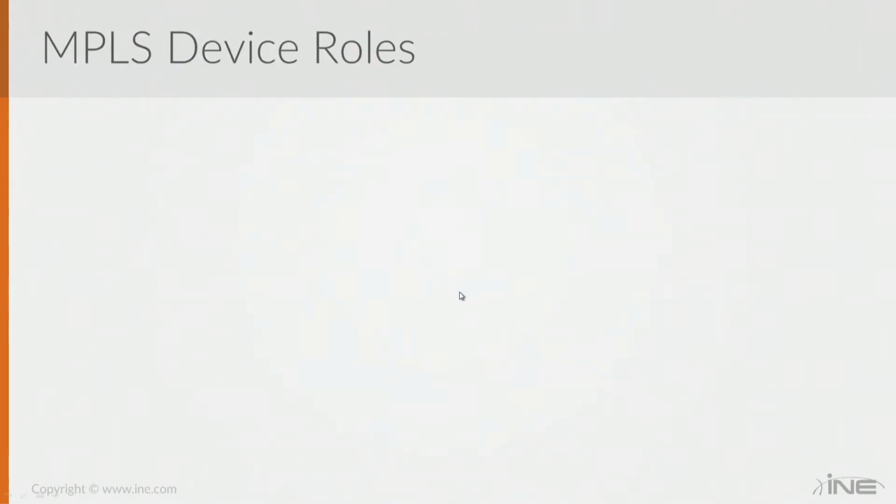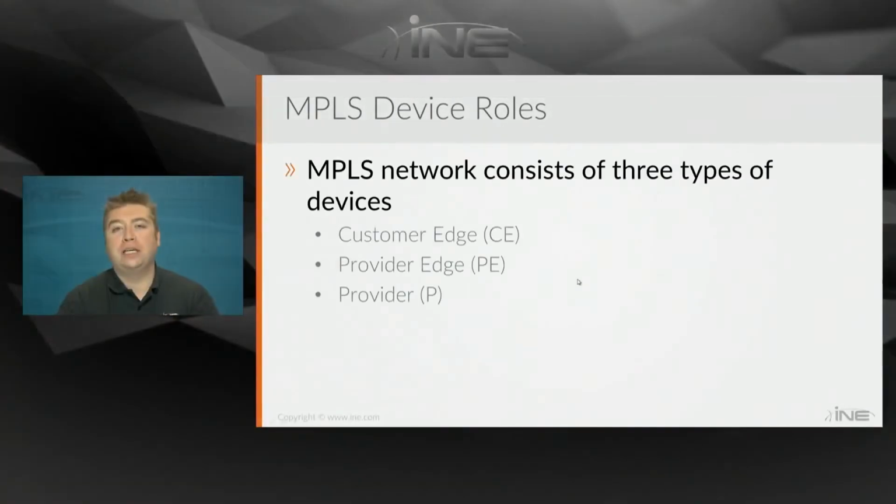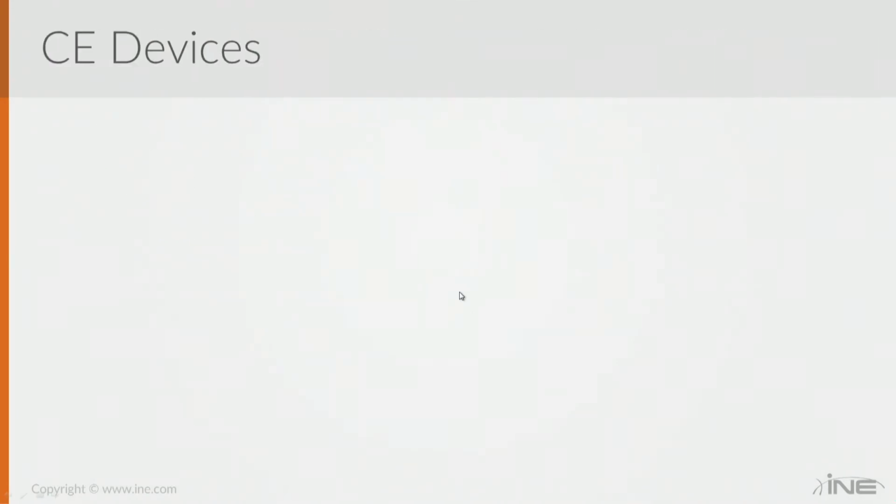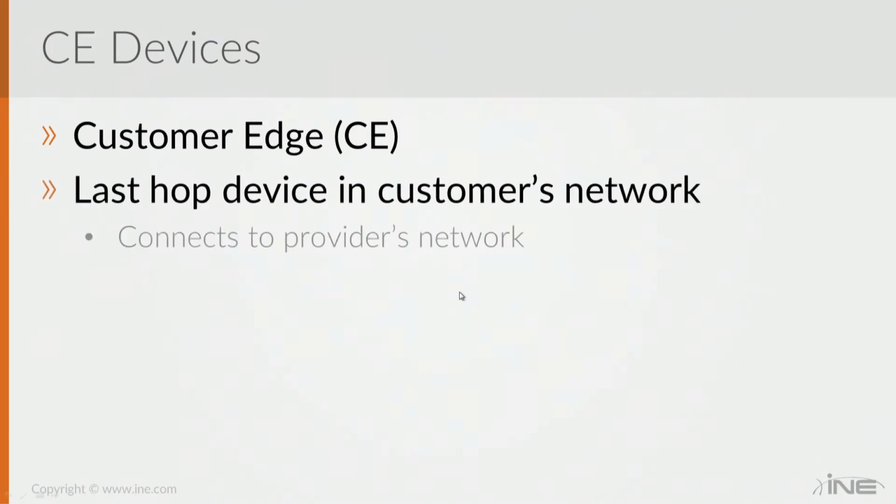Now, specifically in order to do this, we'll see that there are 3 different types of device roles in the MPLS network, which are the provider edge router, or PE, the customer edge router, or CE, and the provider router, or the P router. Now, the first of which, the customer edge device, or the CE, is going to be the last hop device out of the customer's network.